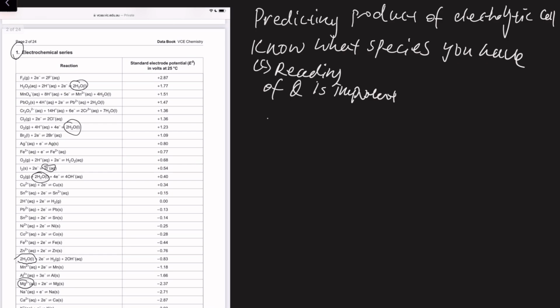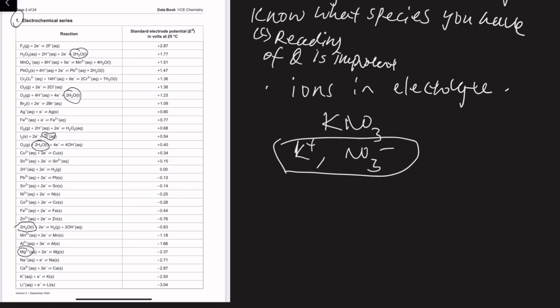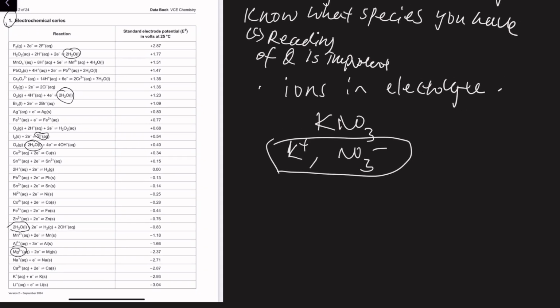So this can include ions in electrolyte. So perhaps you have the potassium nitrate electrolyte, then the K+ ion, and the nitrate ion. They could potentially react. And you need to look at the electrochemical series to see whether they are present. Here, the nitrate ion cannot be found on the electrochemical series, so you just ignore it.